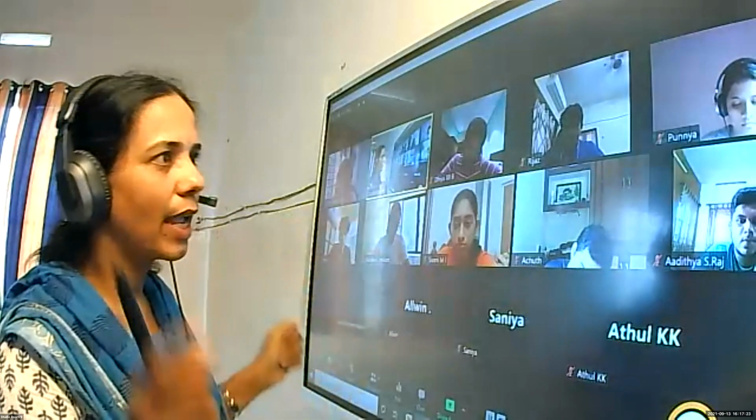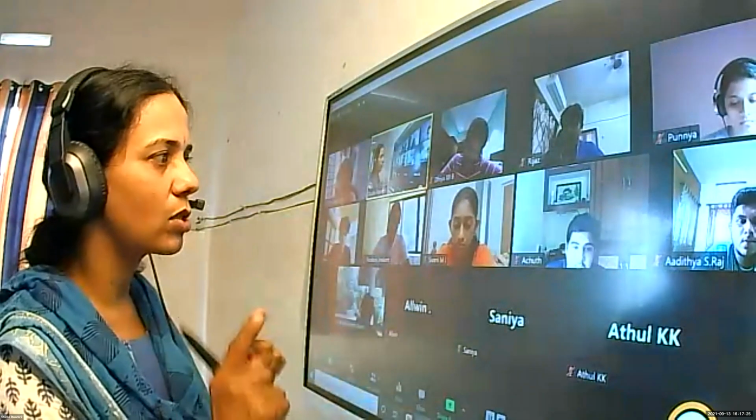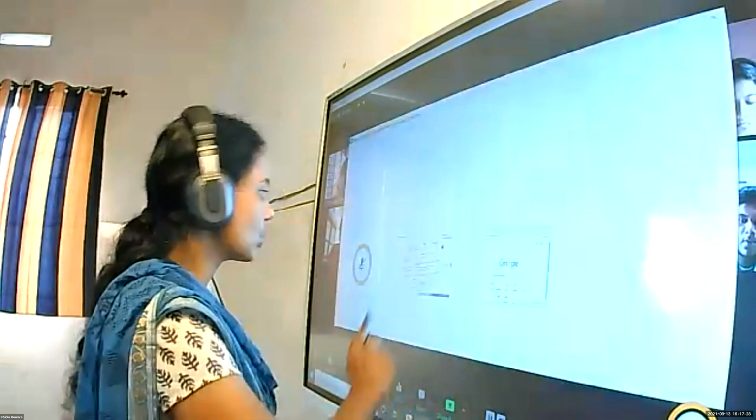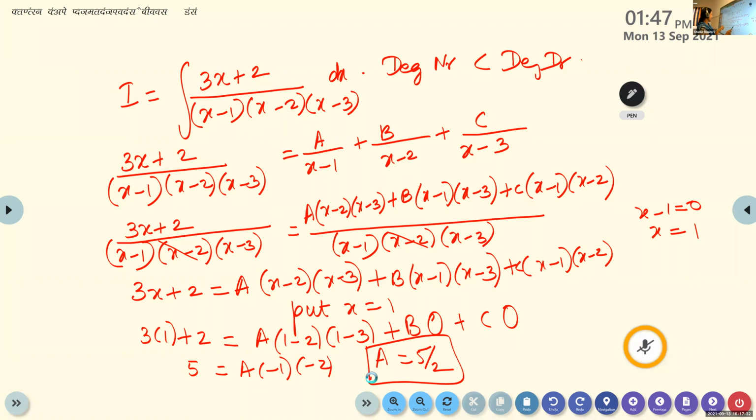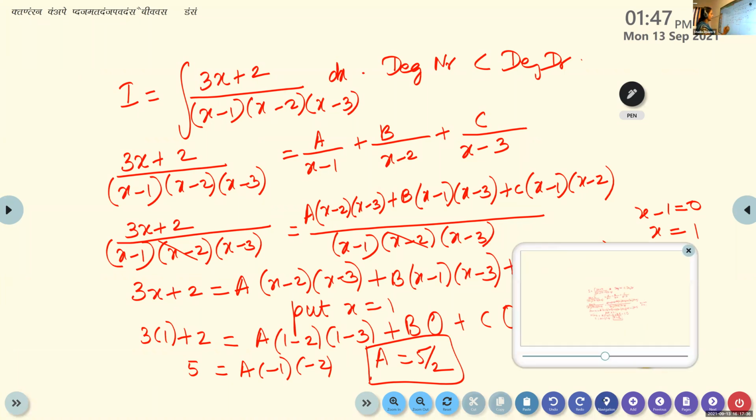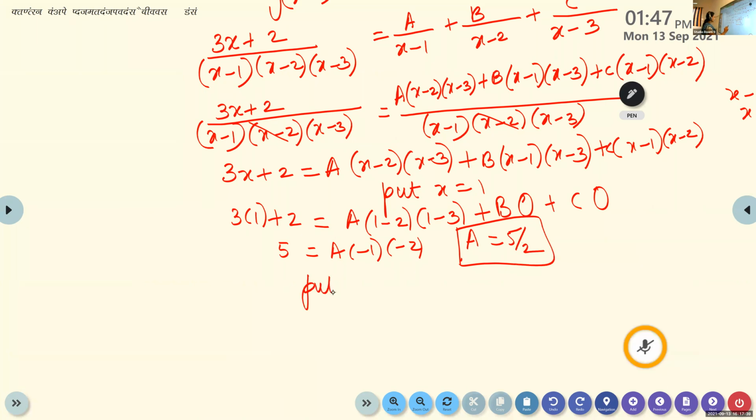In the term with A and the term with C, look at which is the common factor. In these two terms, X minus 2 is common. That means what we have to substitute? We have to put x is equal to 2.